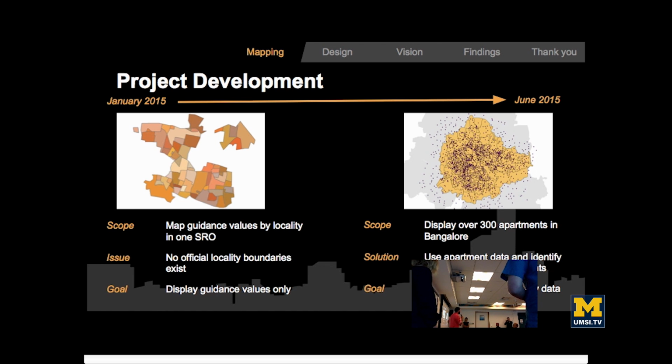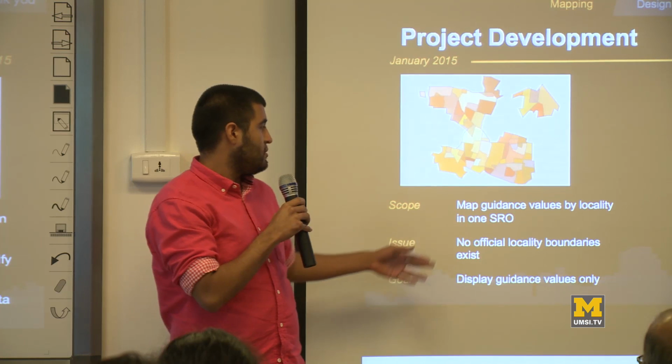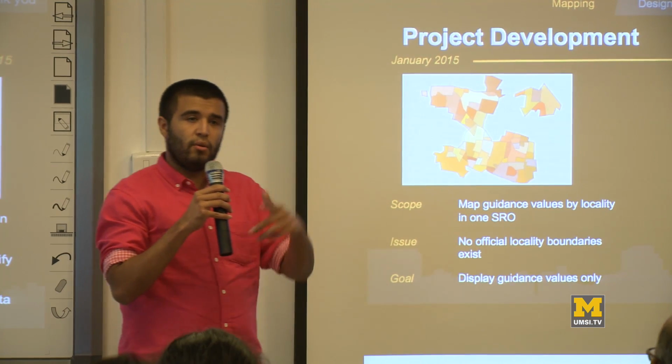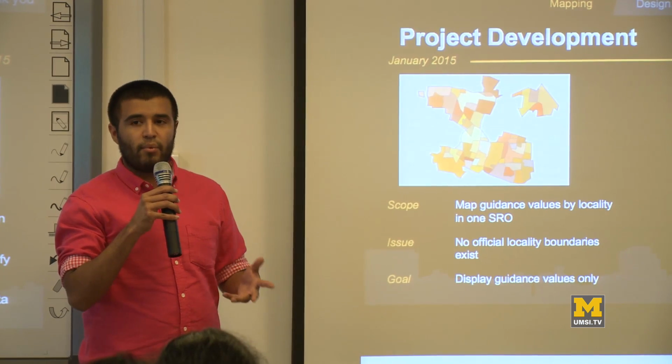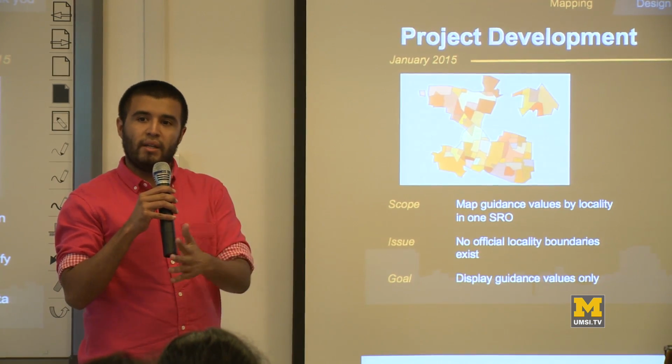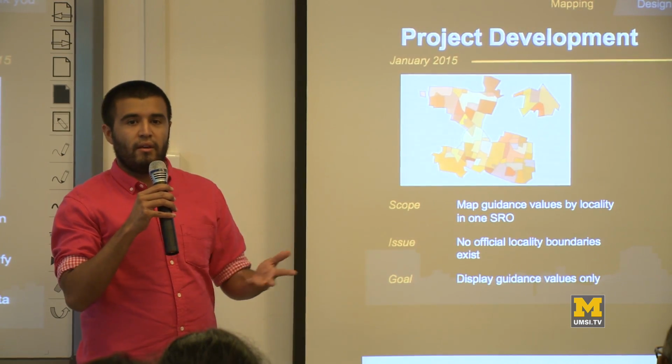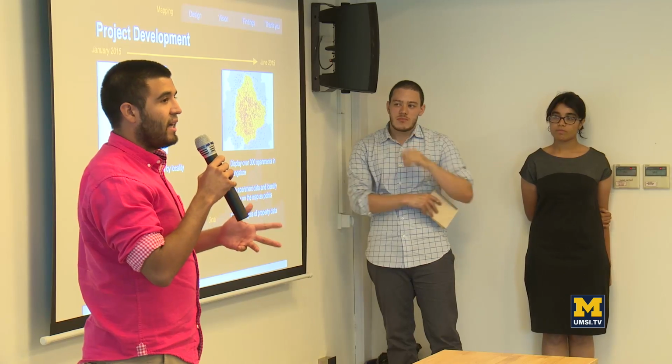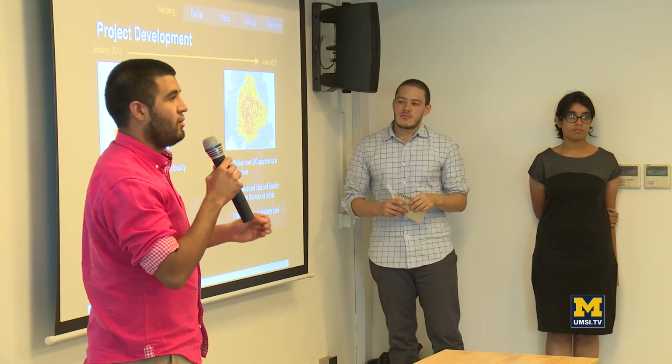One of the issues we ran into was that there were no official boundaries, so no polygon boundaries of what a neighborhood actually looks like. A lot of the neighborhoods, when we were talking to people, bleed into one another, therefore we couldn't find actual guidance values to stick to one particular location.